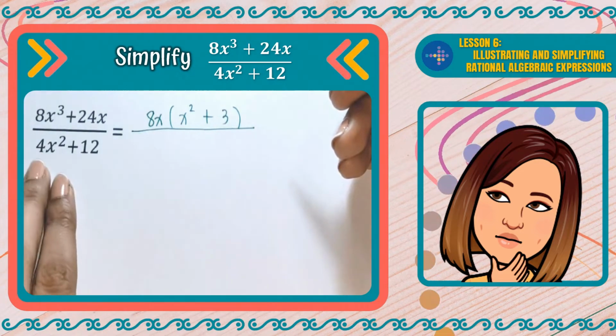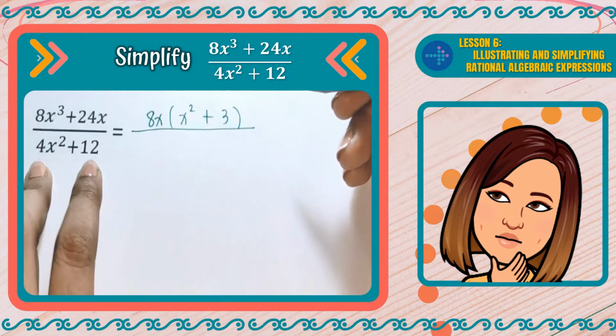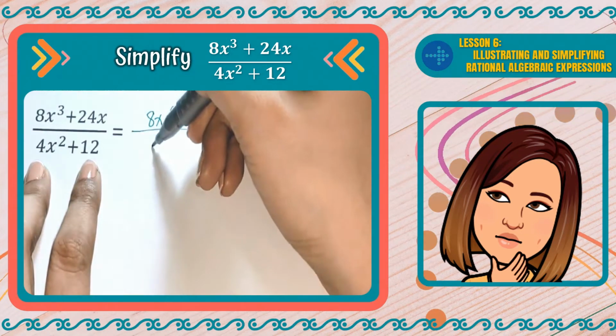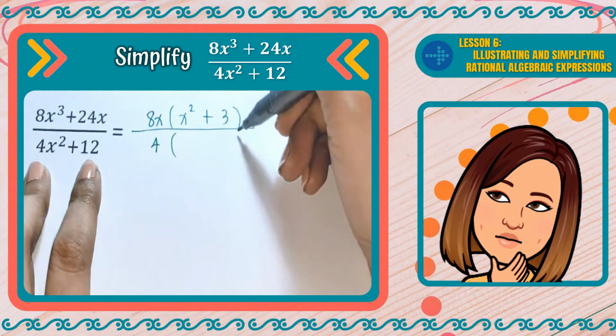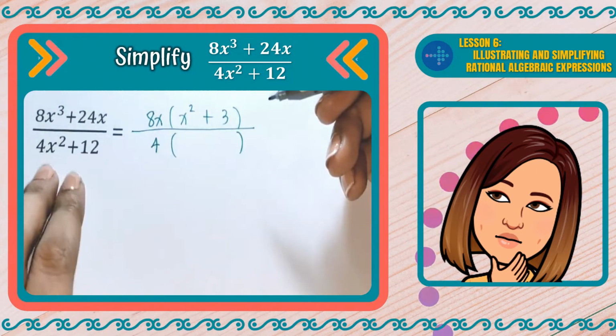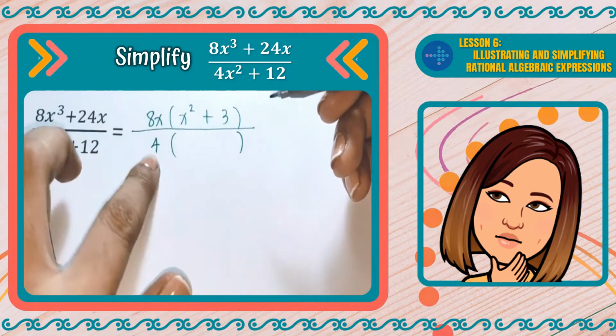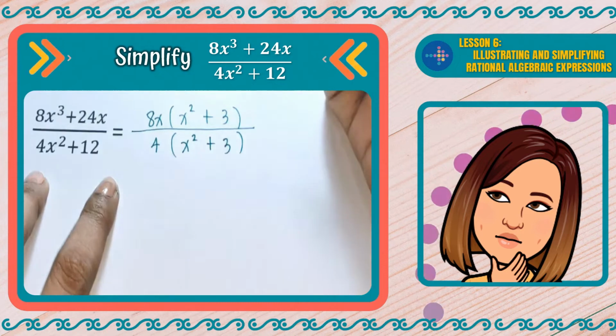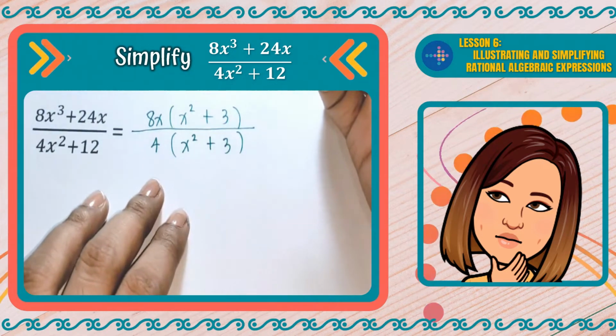Then in the denominator, 4x squared plus 12, again factorable by greatest common factor, and that is 4. The other factor, when the polynomial is divided by 4, is x squared plus 3. So cancel common factors.